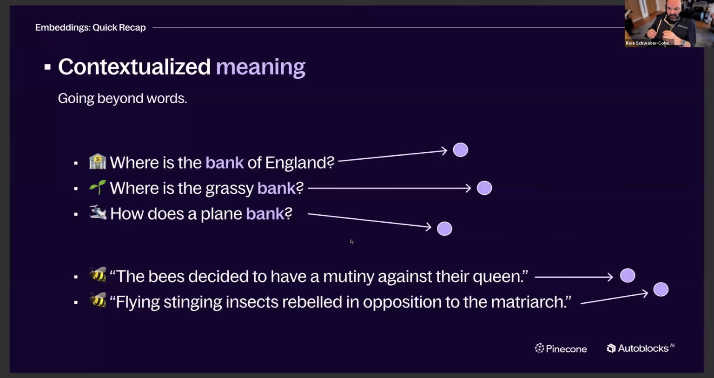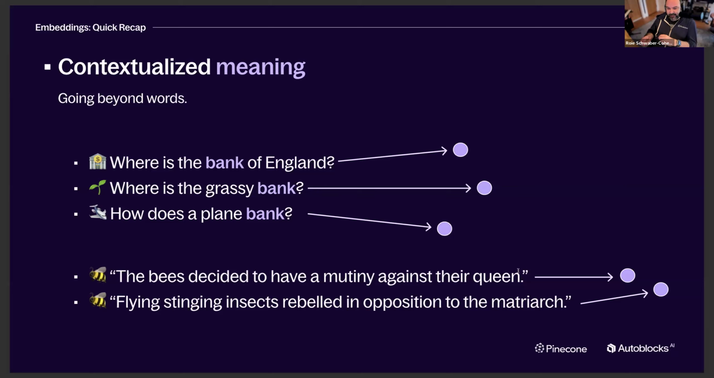And this understanding is not only limited to specific words, it is also contextualized, meaning that the embedding model is capable of understanding words within a context. So for example, if we have these three sentences in the top that say, where is the Bank of England and where is the grassy bank and how does the plane bank? The embedding for the word bank isn't only just the embedding for the word itself, it's also informed by the context that it is surrounded by. And in this case, because the word is used differently in each one of these sentences, its position in embedding space is going to be farther apart from the others.